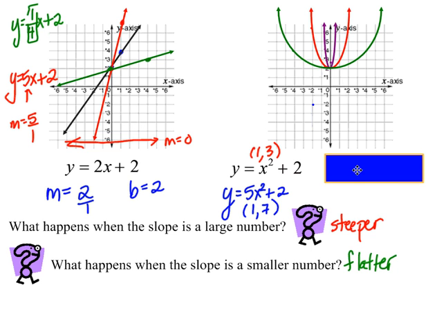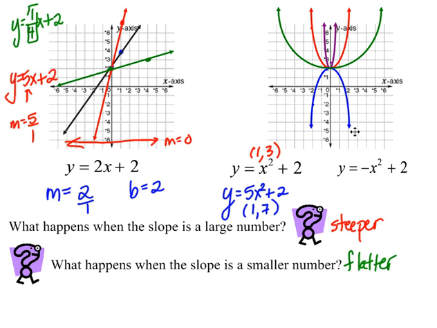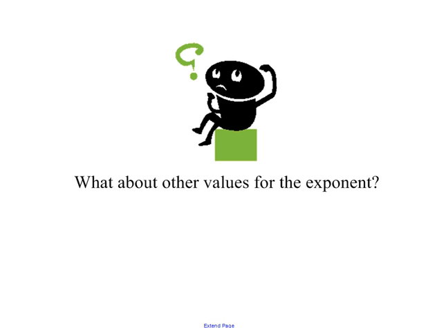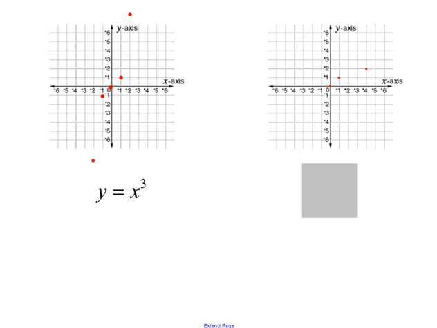So how does that apply to a parabola? We know when it's positive, it's like a happy face, going up. When it's negative, we're looking at the opposite, flipping it upside down. So when we have a negative in front of an x squared, that means our parabola is going to be upside down. Just some things to think about. Now, what about other values for the exponent? Just some ideas for you to think about.